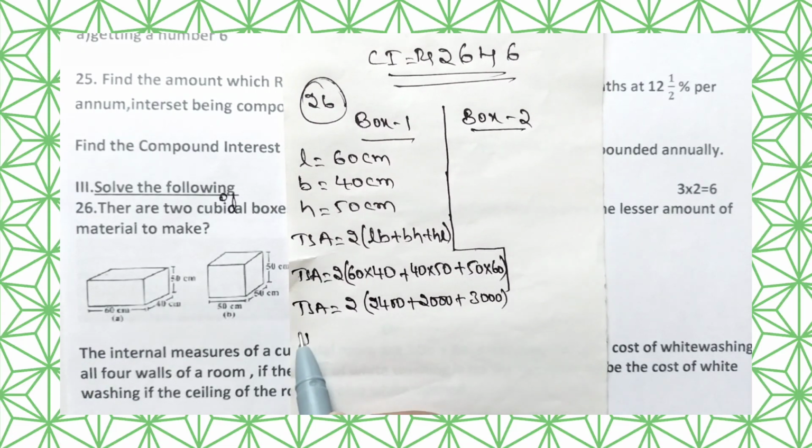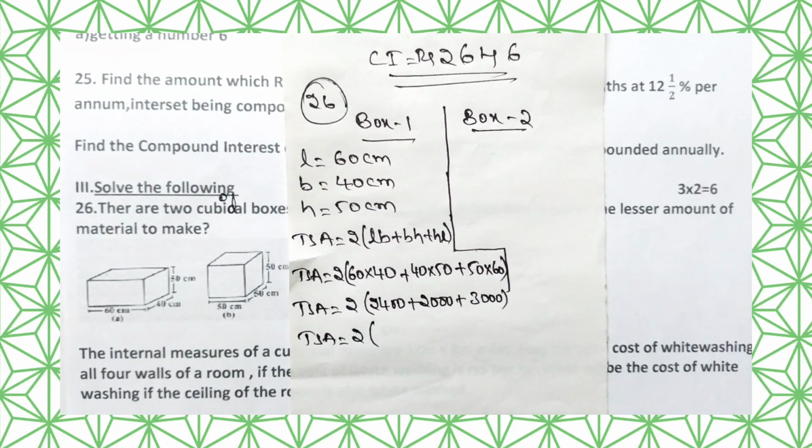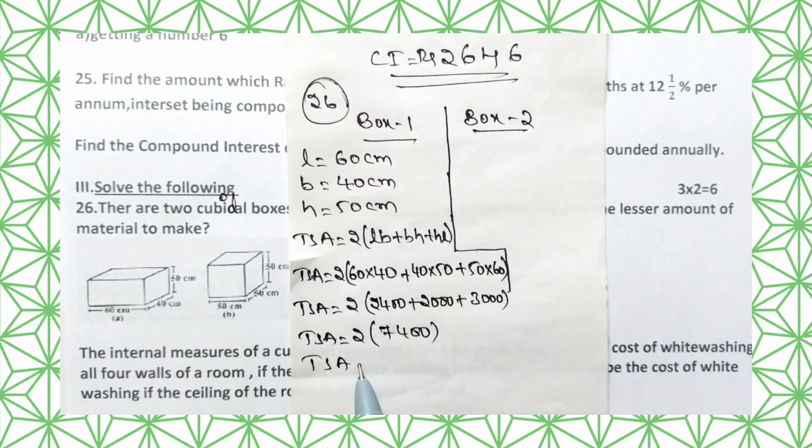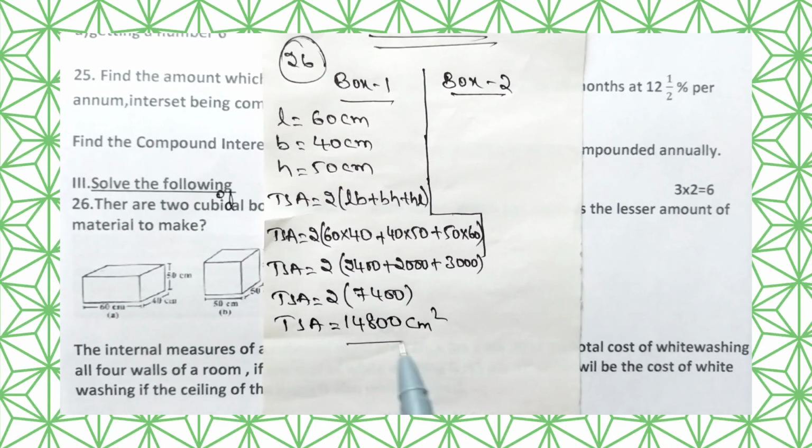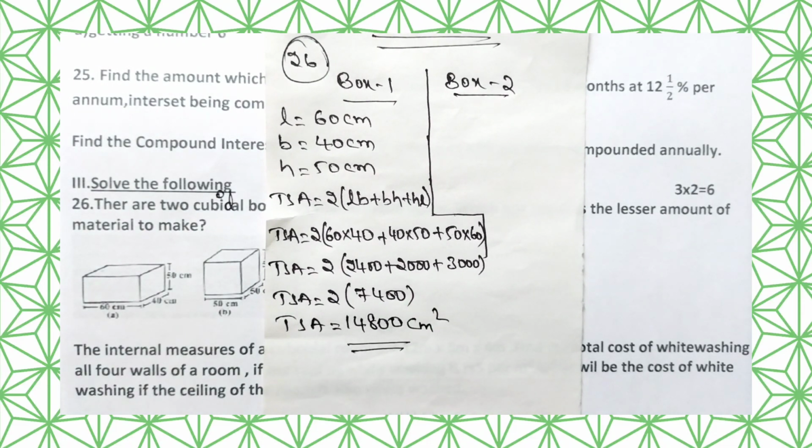So now total surface area is equal to 2 into, let us add these. If we add them, how much will it be? 5000 plus 2000, it becomes 7400. So total surface area is equal to 2 0s are 0, 2 0s are 0, 2 4s are 8, 2 7s are 14. So it becomes 14,800 centimeter square.